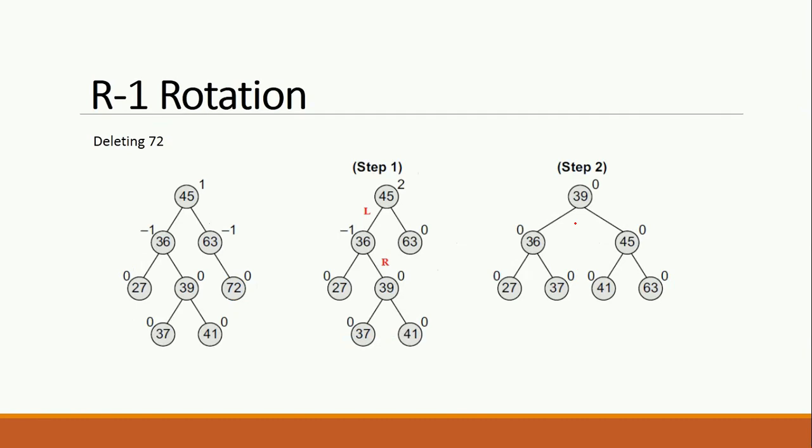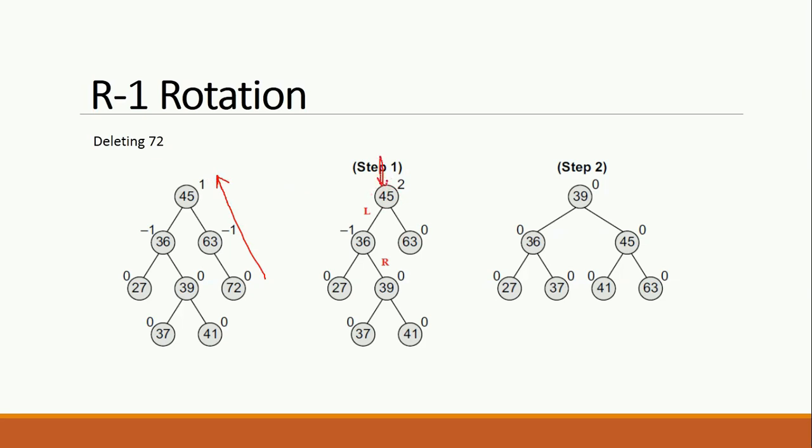Come to the R minus 1. Now R minus 1 rotation is required. Suppose you are deleting in the right subtree. From whichever node you are getting a violation, find the balance factor of the immediate left descendant. So you are deleting 72 here, fine, I deleted 72. Once the 72 has been deleted, I will find the balance factor up to the root. In that case, where is the problem? At this node we are getting a violation.